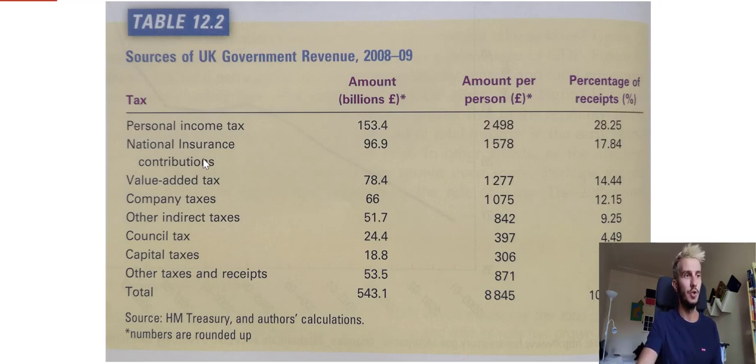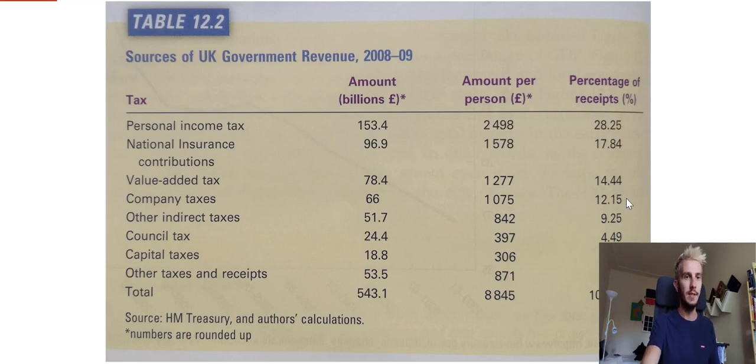Then 17% the national insurance. So you want to have a pension, pay 17% more. Then 15% comes from the value-added tax. Everything you buy, around 20%. I don't know how much is the VAT in the UK. Here in Eastern Europe it is around 24. So in the UK 14% of the government revenue is the VAT.